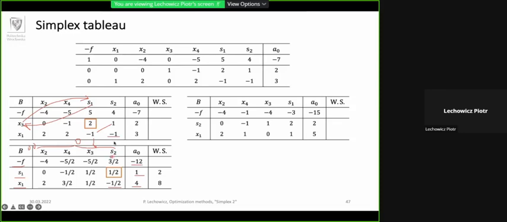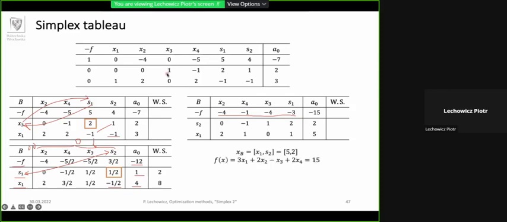We are selecting another column with positive reduced cost. So this is this column. We have only one positive element, so we are selecting this element to introduce this variable instead of the S1 variable. So again, we are computing the coefficients for all the elements, and we change S2 with S1. So we introduce S2 to the base instead of the S1 variable. And here we have all the negative reduced costs, so we cannot improve the solution anymore.